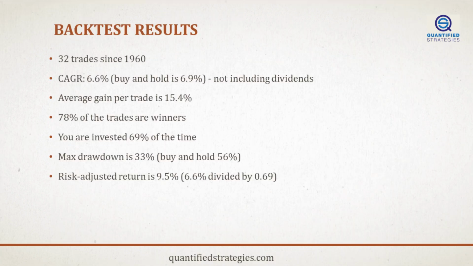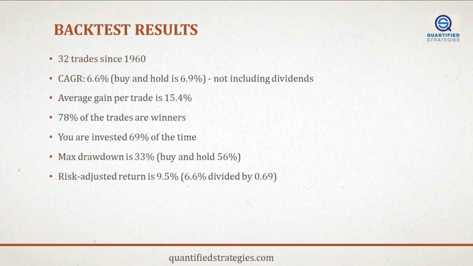We found that 78% of the trades were winners, with an average trade gain of 15.4% and an annual return of 6.6%. While this doesn't beat buy and hold's annual return of 6.9%, we have to consider that our strategy was only invested 69% of the time.